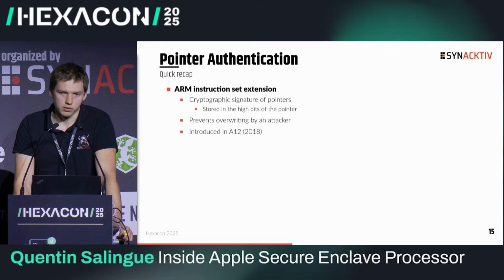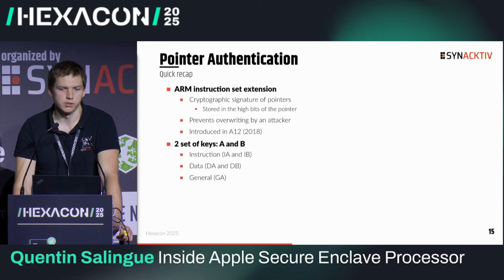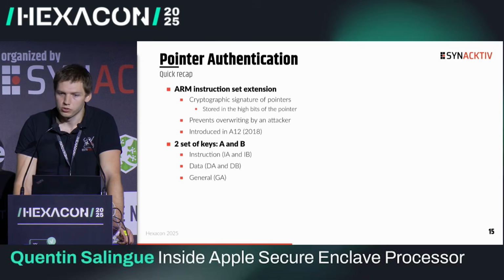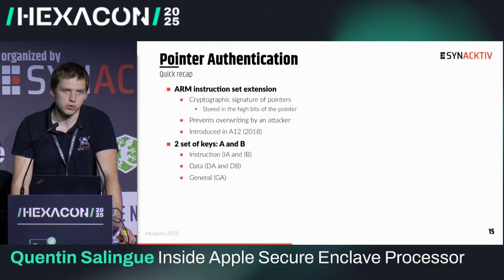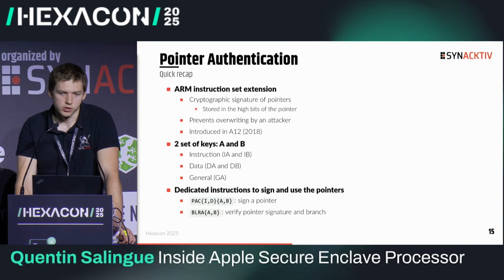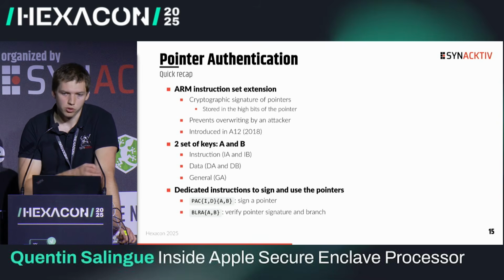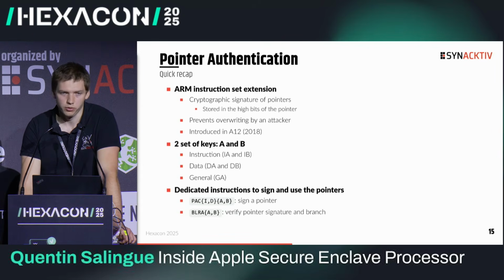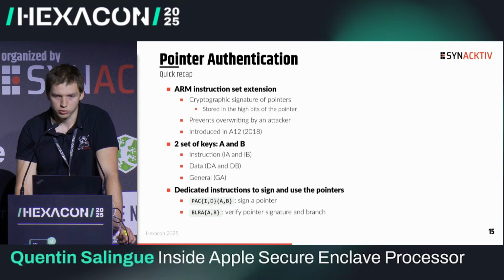It was introduced in A12 CPUs, so in 2018. You have two sets of keys, A and B, and many contexts in which you can use those keys: the instruction context, the data context, and the general context, which gives you 5 keys that you can use for whatever needs you might have. And you have dedicated instructions to sign pointers and use them. So you have the PAC instructions to sign a pointer, and BLRA to call a function pointer by verifying the signature. You also have many more instructions, but you can go look them up on the ARM wiki.